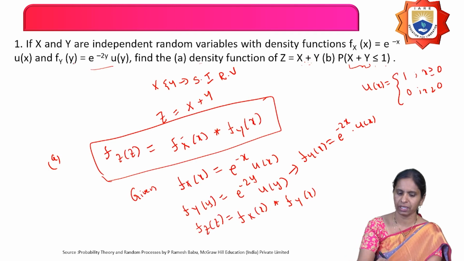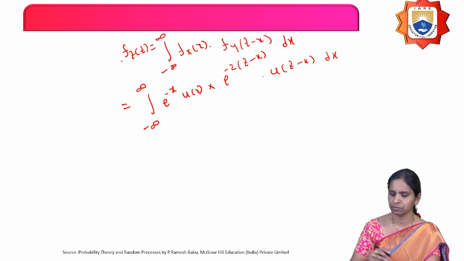Just in place of y, replace it by z − x, because you will write down f_Y(z − x). Just replace this y by z − x. Then what can you obtain here? e^(−2(z − x)) u(z − x).